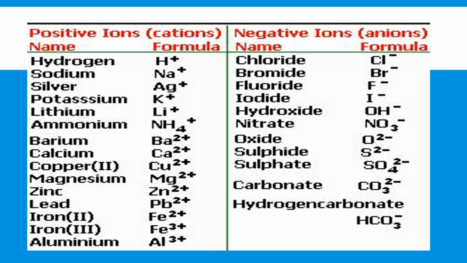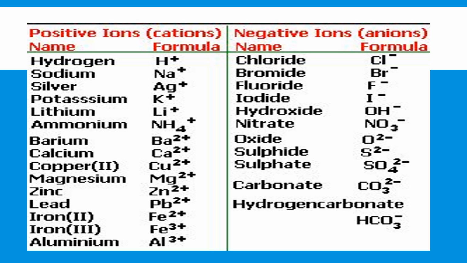And then if you observe here, for example barium Ba 2+, iron Fe 3+, aluminium Al 3+. What is the meaning of this? It means if 2+ is given, it has 2 positive charges. If 3+ is written, it has 3 positive charges. And you can see oxide 2- means it has 2 negative charges.